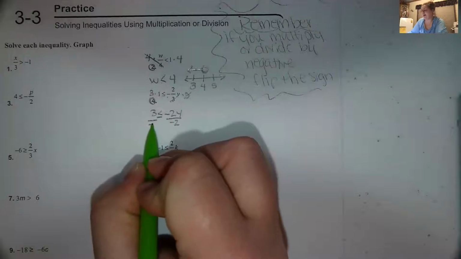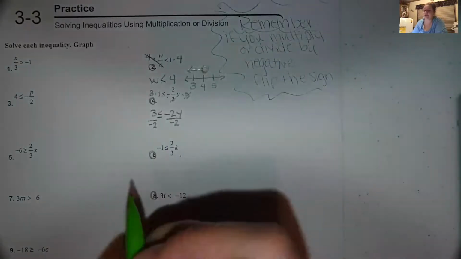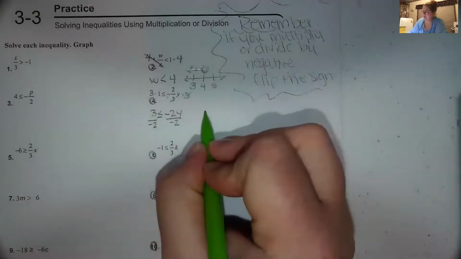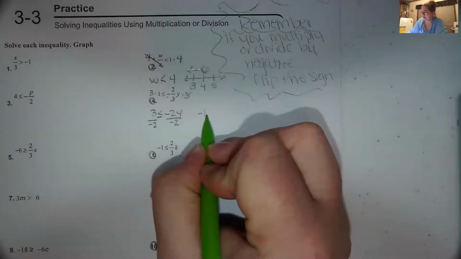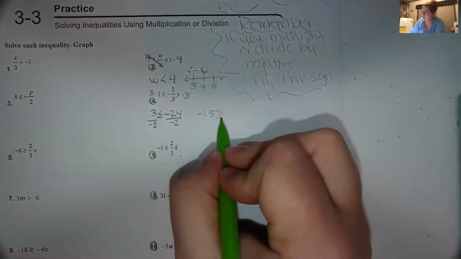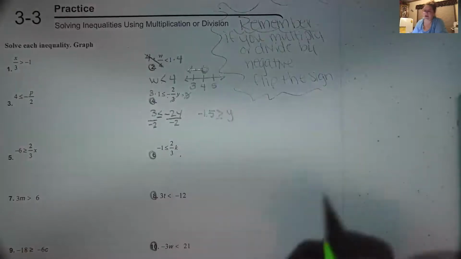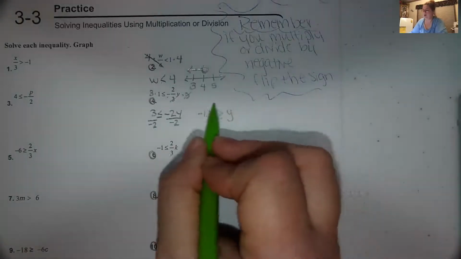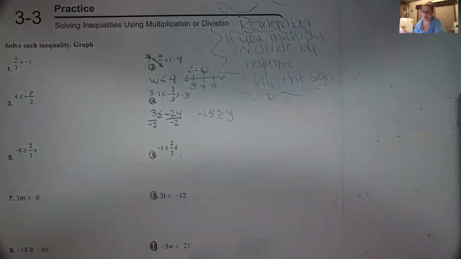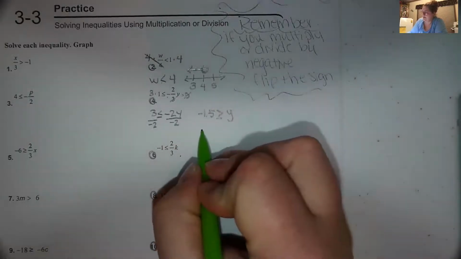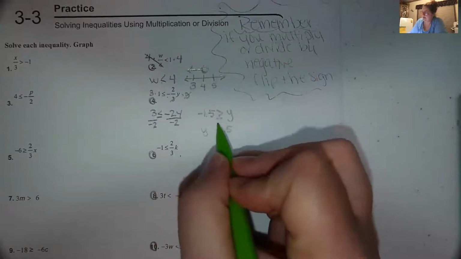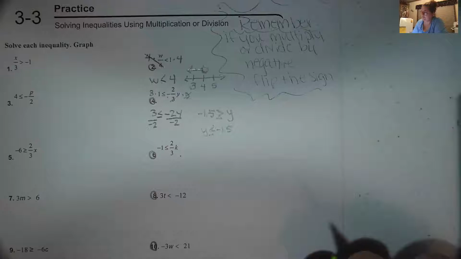When I divide by a negative, I need to remember to flip this sign. So now 3 divided by negative 2 is still negative 1.5. Okay, not less than or equal to anymore. It's going to be greater than or equal to y. Now, if you don't like how that's written because your variable's on the right-hand side instead of on the left, you can change that. But just remember that it's eating that negative 1.5.